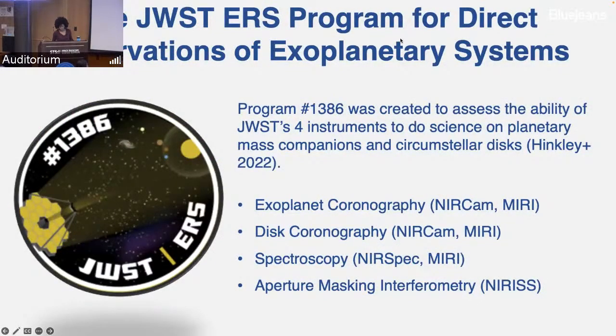So I want to first just highlight the breakdown of the direct imaging program. Our program 1386, you can look up the status of our observations, has 4 components. We wanted to do exoplanet coronagraphy of an actual gas giant exoplanet, disk coronagraphy of a debris disk, spectroscopy of a planetary-like object, VHS 1256b, and then the last program, aperture masking interferometry with NIRISS. I believe the disk coronagraphy program is scheduled for early next year as well. So we're still getting all of our observations.